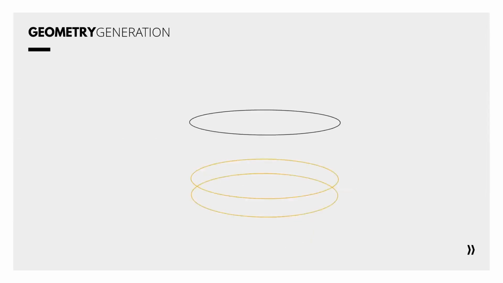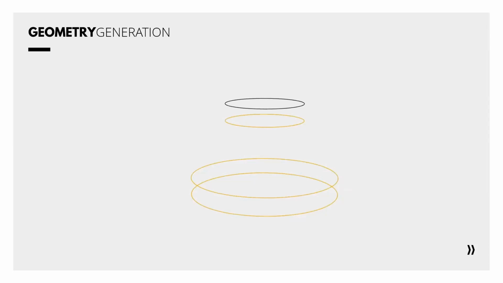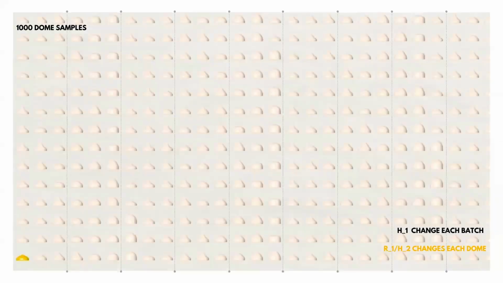So this is the geometry generation where we have multiple circles which are placed at different heights. And this is how the geometries for different typologies of domes are being generated in Grasshopper.